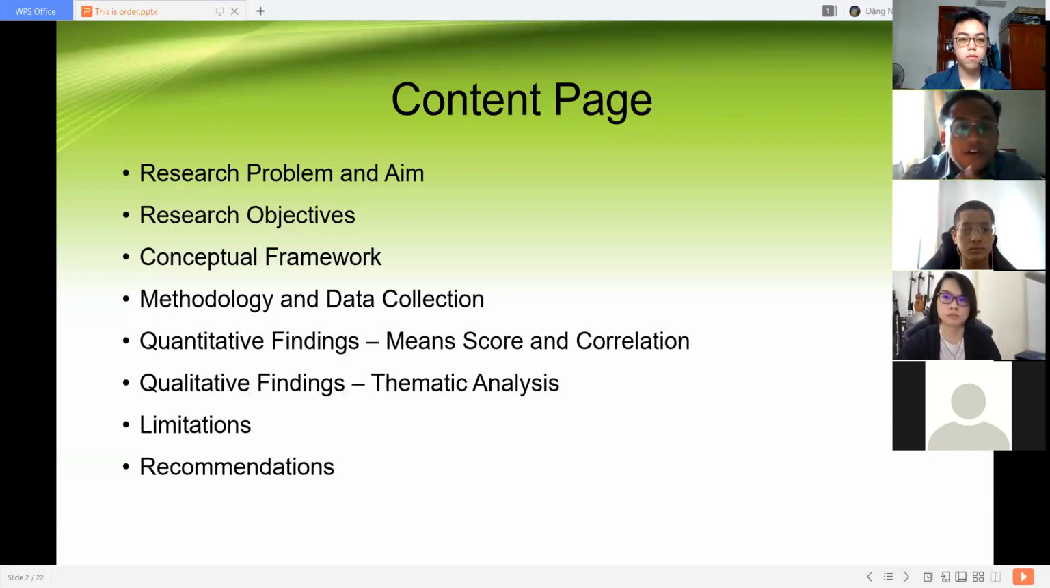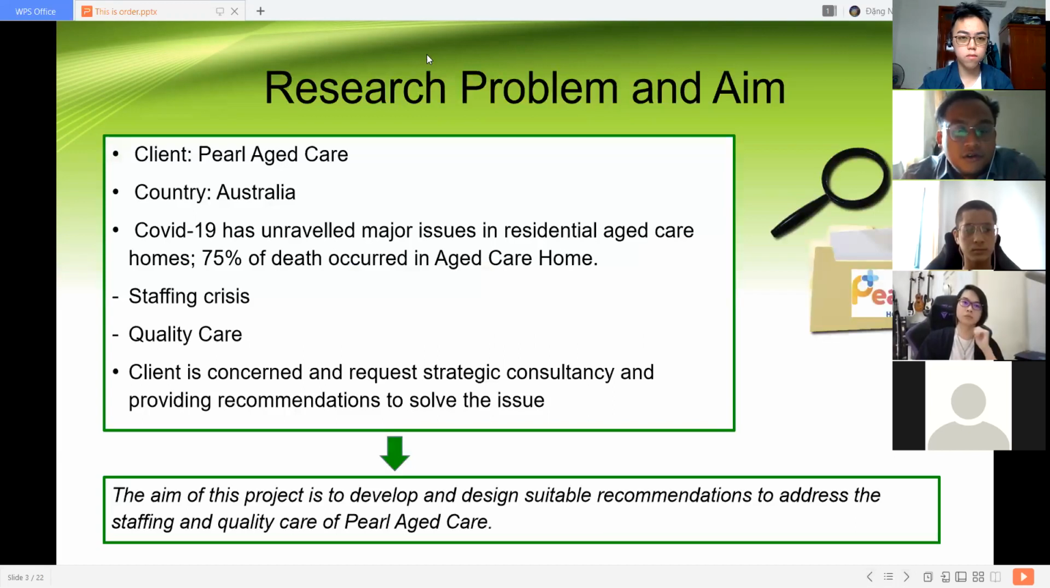In the beginning, we will define our problem, aims, and objectives. In the middle, we'll show you our findings, and we end off with our limitations and recommendations. Next slide. The problem: the client is Pearl Age Care, and the country is Australia. The pandemic has hit Australia and Pearl Age Care is concerned about their staffing crisis, which affects the quality of care. So the aim of the project is to develop and design a suitable recommendation to address these issues with regards to our client Pearl Age Care.